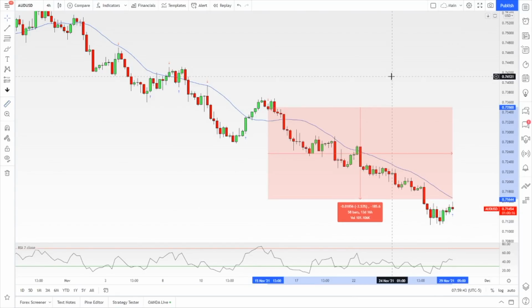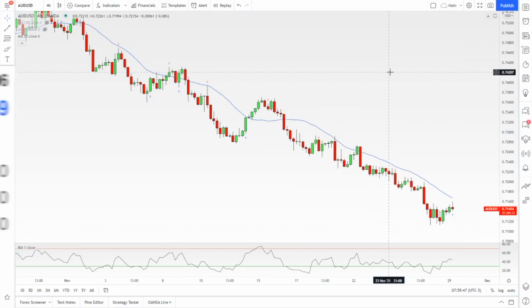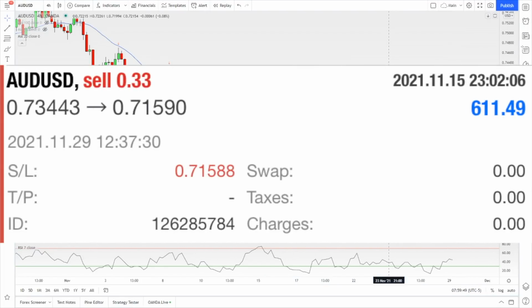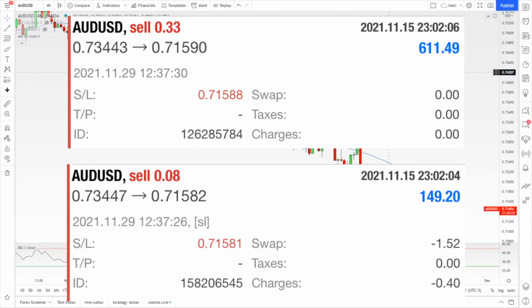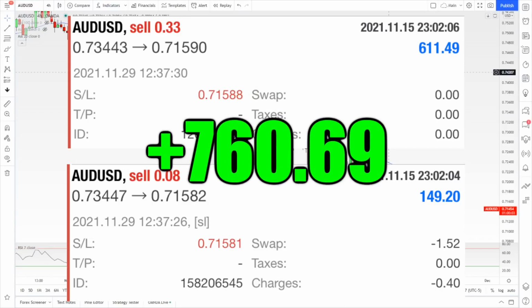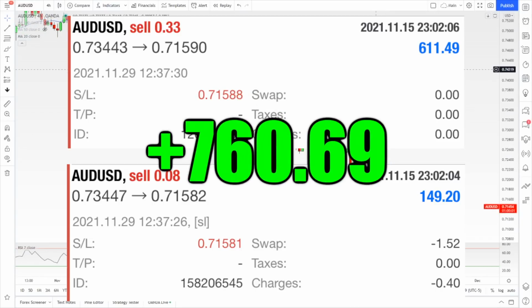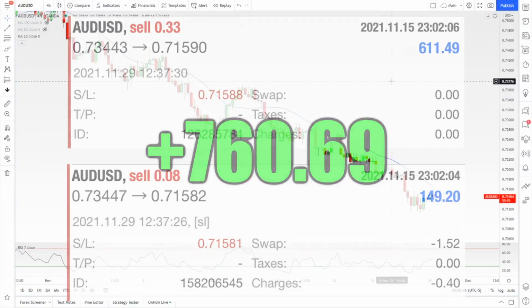So happy to have stayed in this trade as long as I did, because in the end, we were able to close out a profit here of $611 on this first account and $149 on the second account. So between that math, something like, I don't know, 750, 760, not bad. Pretty happy with that overall, and definitely will take it.